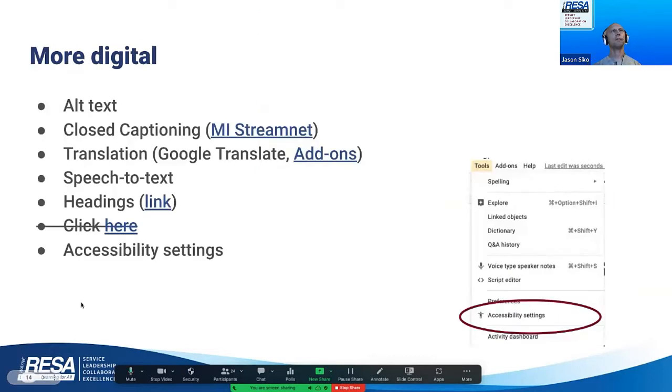Just some other ones here, and I'm going to back out of the presentation too. I'll talk about these quickly, and then I'll show examples of them. Alt text, for those of your students who have vision disabilities, alt text is where you provide a kind of a caption or a background description of an image. So if they are visually impaired, they can hover over it with their screen reader and it will tell them what the picture is.